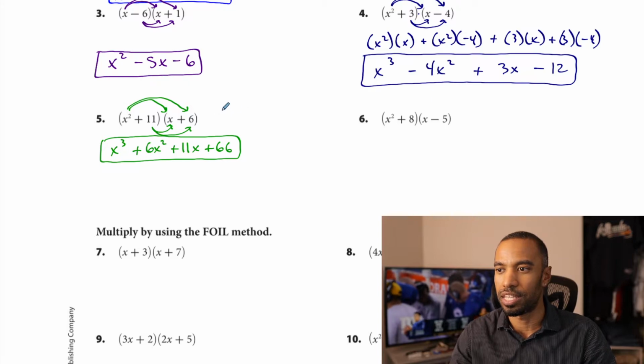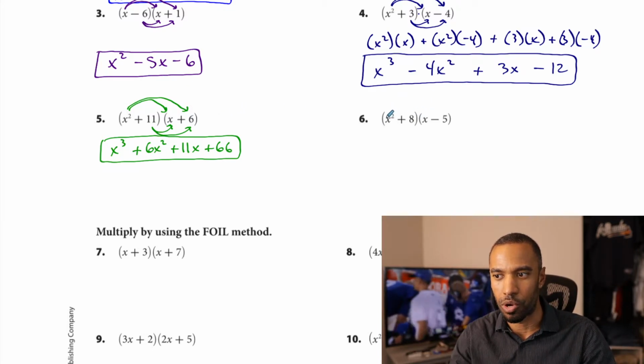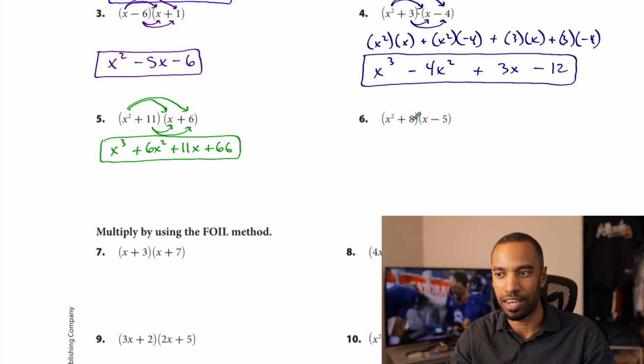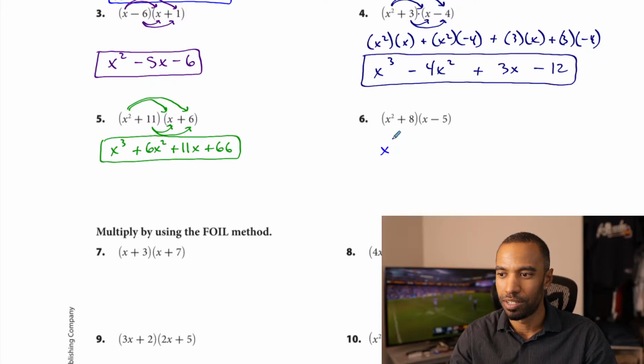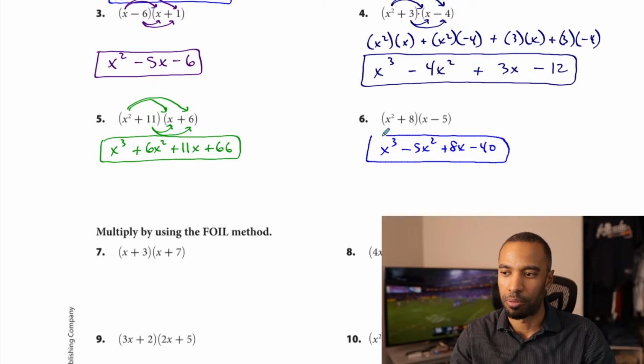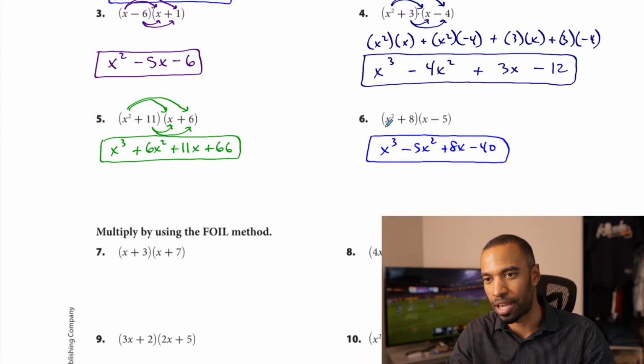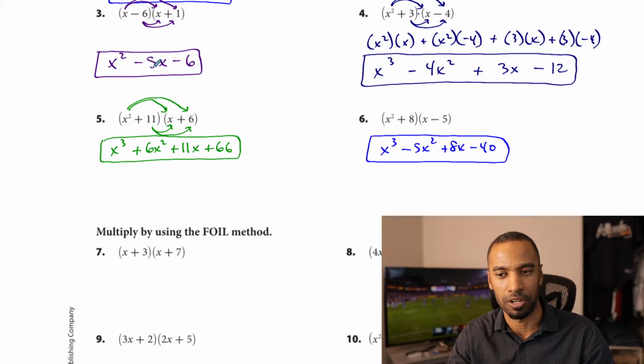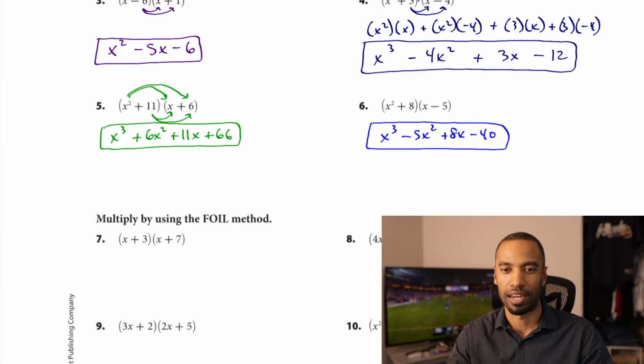And this last one here on number 6, see if we can do it mentally without drawing all the arrows. Just know x squared is going to multiply with x and negative 5, and 8 is going to multiply with x and negative 5. Here we go. X cubed minus 5x squared plus 8x minus 40. A lot of these can go without work when you're doing binomials with binomials, unless they're like terms to combine and you're not comfortable with just combining the inner linear terms when that kind of thing happens.